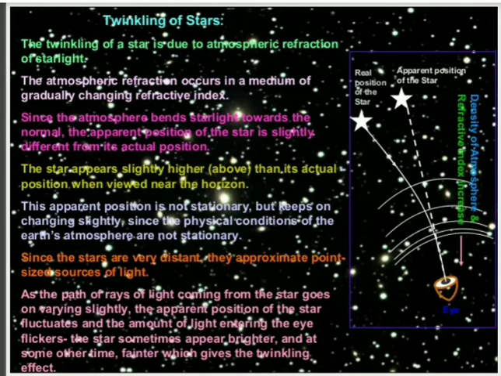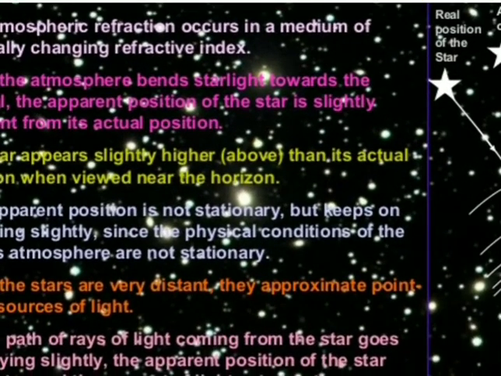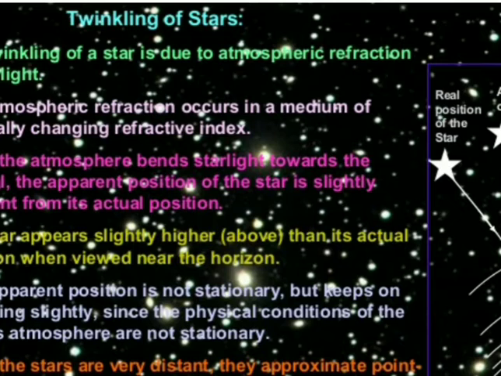So next is twinkling of stars. Twinkling of stars, students, also depends upon the same atmospheric refraction. Sometimes you see the starlight is very dim, and sometimes you see the starlight is very bright, isn't it? This brighter and dimmer effect as a whole brings the twinkling of stars to us.